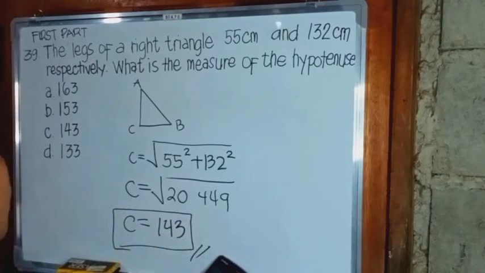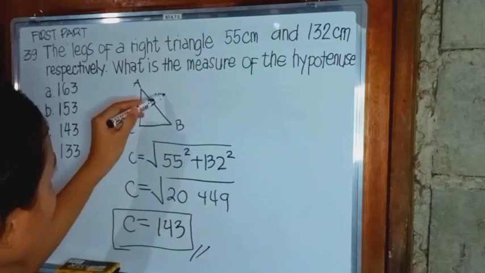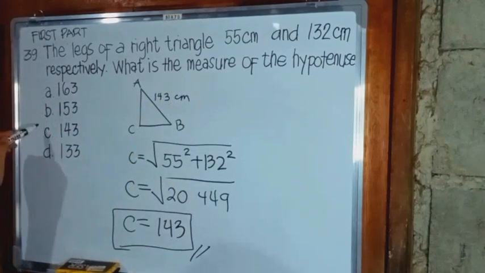So the value of the hypotenuse of the right triangle is 143 centimeters. In the choices, that is letter C. So the answer is letter C.